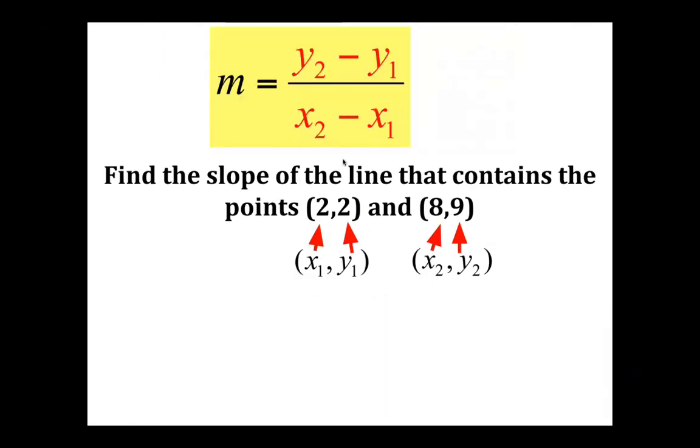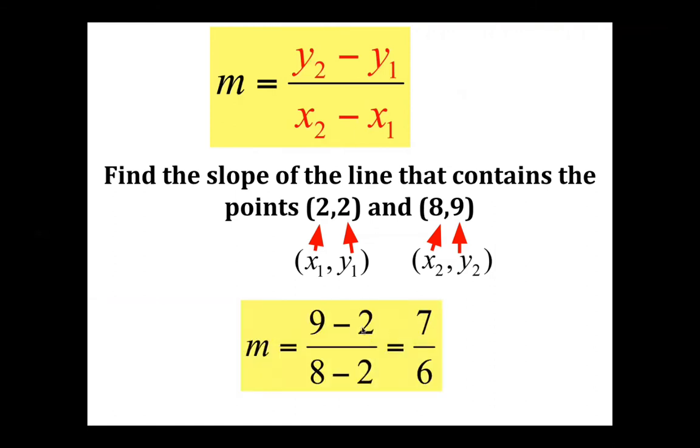Let's go ahead and look at another example. Find the slope of the line that contains the points (2, 2) and (8, 9). Once again, I'm going to first assign which ordered pair is 1 and which is 2. Again, it doesn't matter, just make sure you're plugging them in correctly. So (2, 2) I'll assign x1 and y1, and (8, 9) I'll assign x2 and y2. Now I'll plug this in. y2 is 9 minus 2, and x2 minus x1 is 8 minus 2. Now I'll work this out, and I get 7/6. 7/6 can't reduce any further, so that will be my slope.